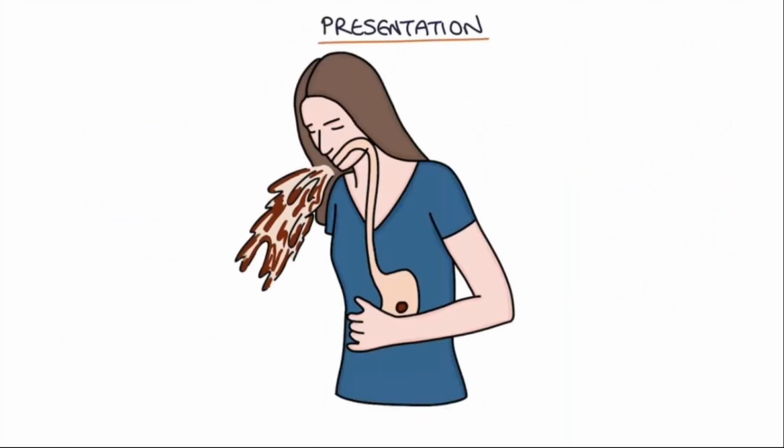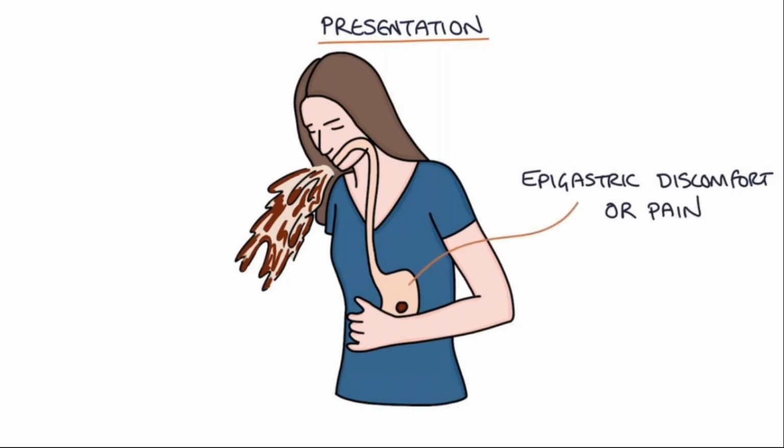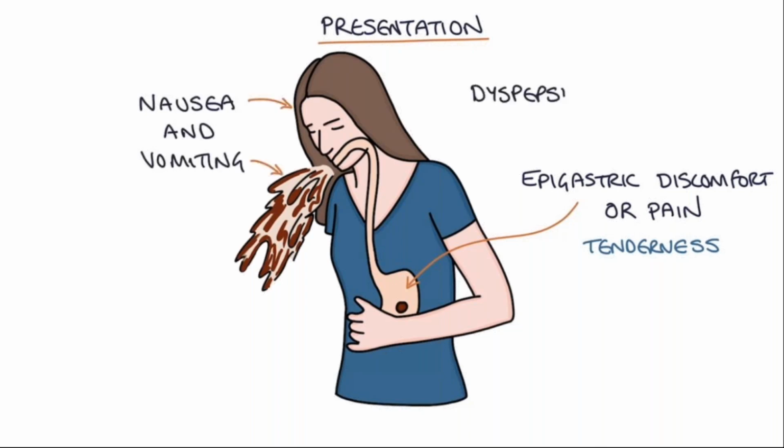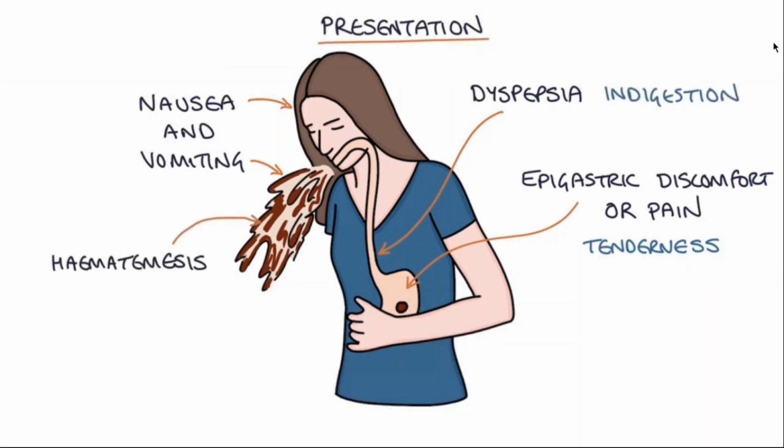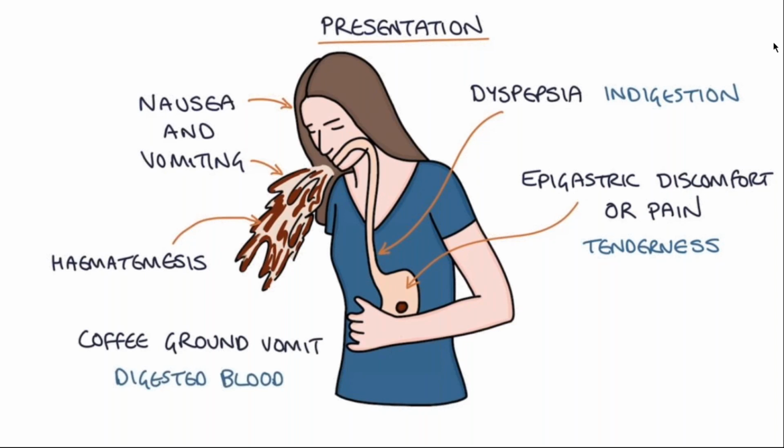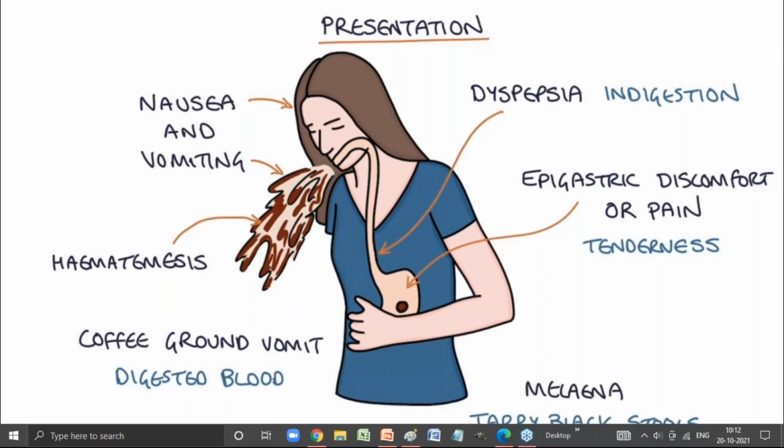So how do patients with peptic ulcers present? Well, a typical symptom is epigastric discomfort or pain, and they might have some tenderness to palpation in that area. They can have nausea and vomiting, dyspepsia, so all of the symptoms associated with indigestion. If they start bleeding from that ulcer, it can cause hematemesis, which is vomiting up blood, or it can cause coffee ground vomit. And coffee ground vomit is digested blood that's vomited out of the stomach. And also melena, which is tarry black stools caused by digested blood as it passes through the GI tract.